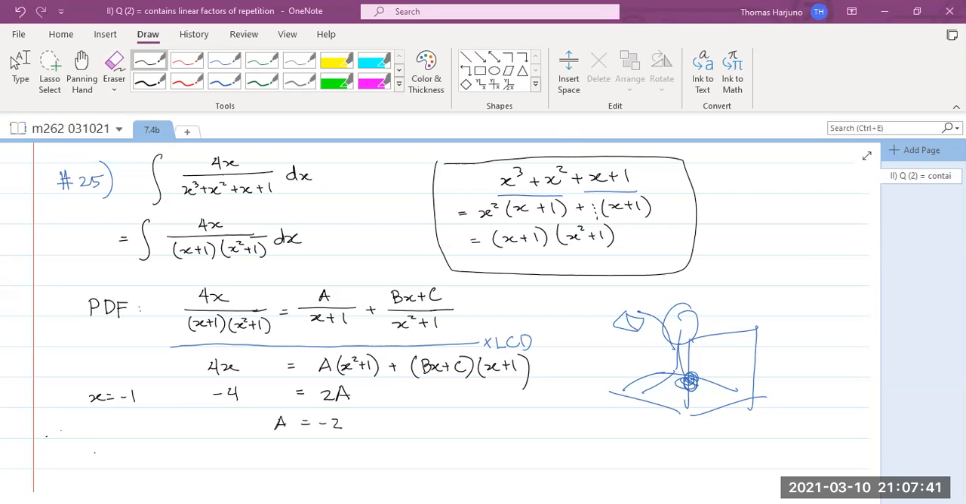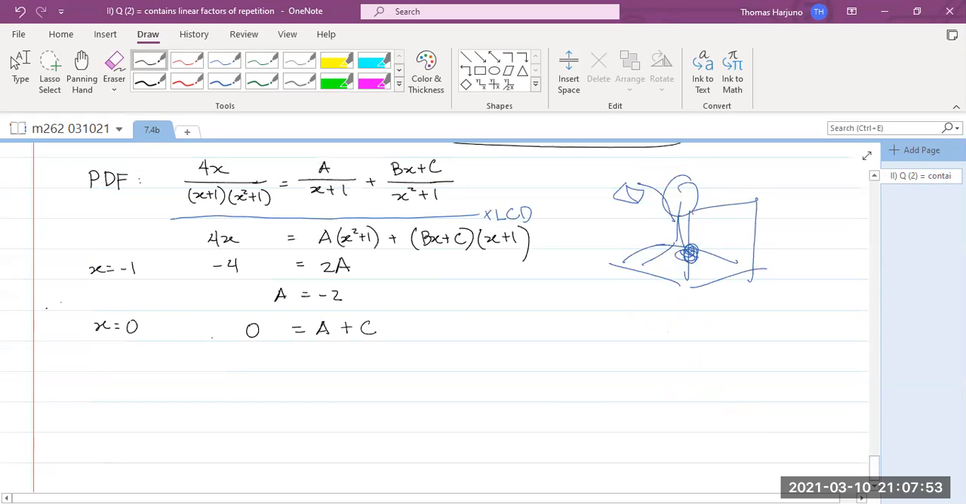Okay, and then I still need B and C though. So how about x equals 0? So 0 equals A plus C. So 0 equals -2 plus C, then C must be 2.